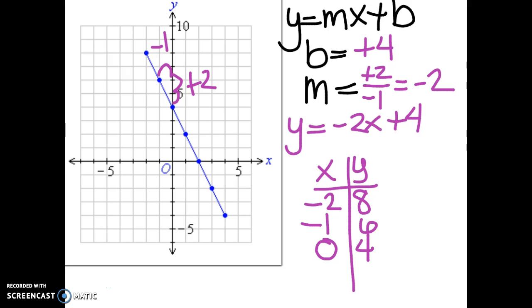I don't need to do every point, but I do want to do this one here. So the last point I'm going to do, the coordinates are, the x coordinate happens to be +4. And the y coordinate happens to be -4.